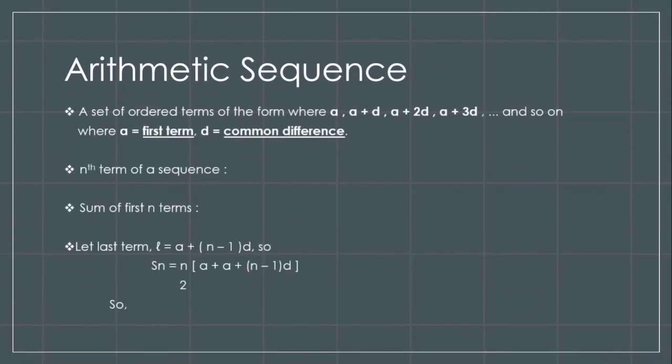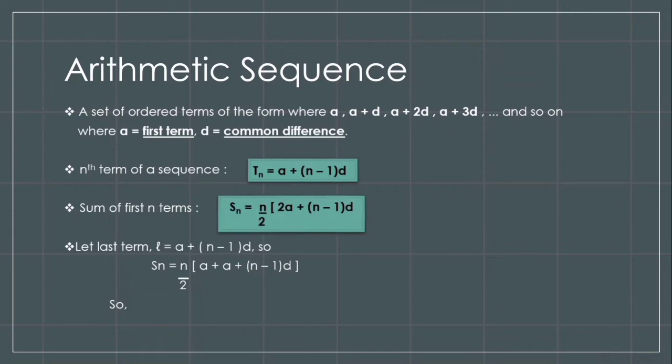An arithmetic sequence is a set of ordered terms of the form A, A plus D, A plus 2D, A plus 3D, and so on, where A is the first term and D is the common difference. The nth term of a sequence is Tn equals A plus bracket n minus 1 bracket D, while the sum of the first n terms is Sn equals n over 2 bracket 2A plus bracket n minus 1 bracket D.